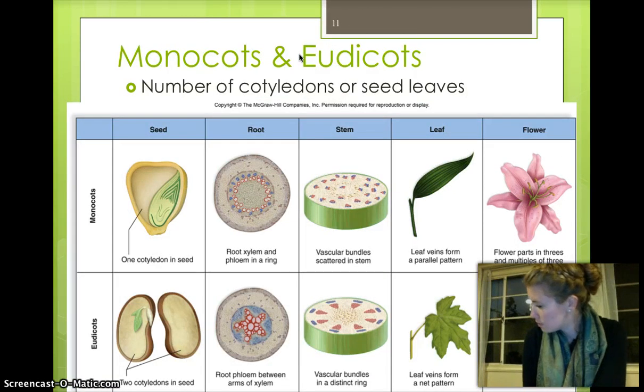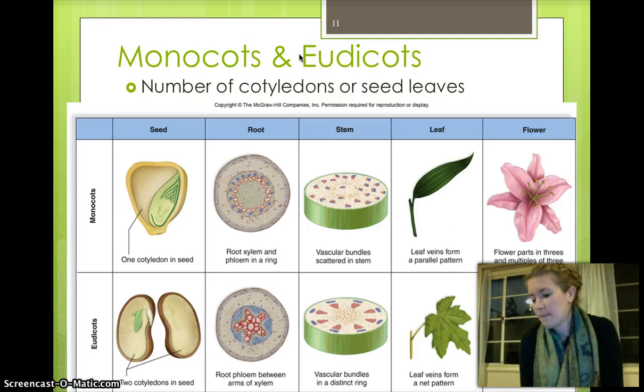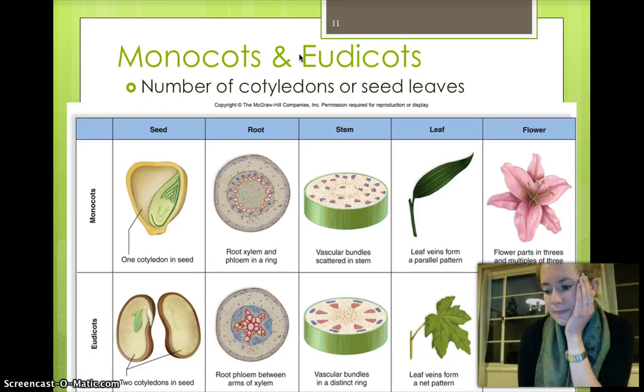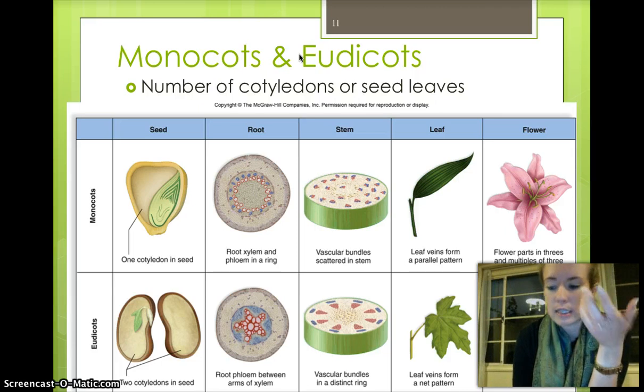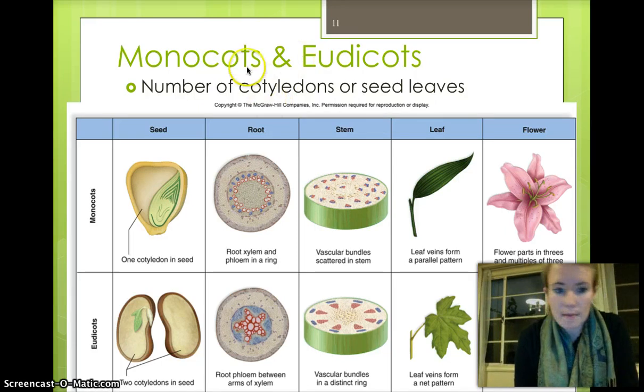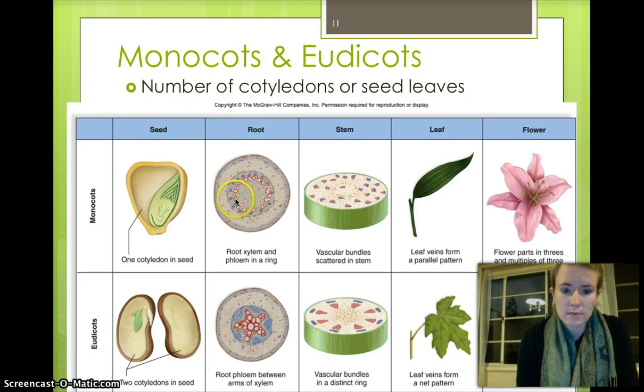Then lastly, let's talk about, there's 2 different main kinds of flowering plants. And this is dependent on the number of cotyledons or seed leaves. And what this is, inside the seed, there are these things called cotyledons, and they provide nutrients to a growing embryo.